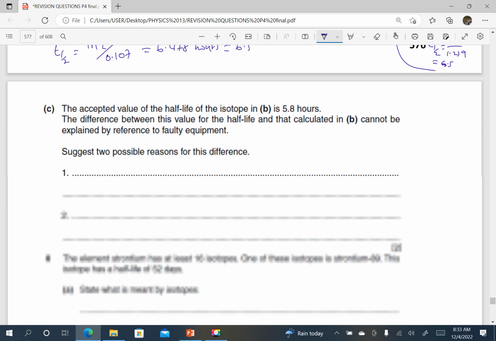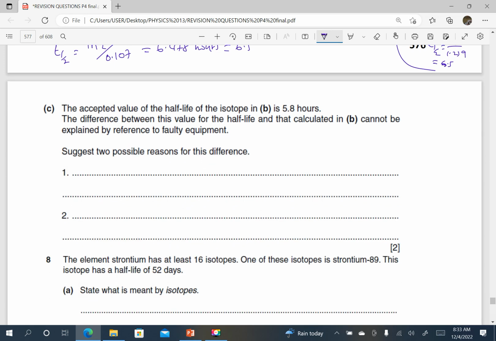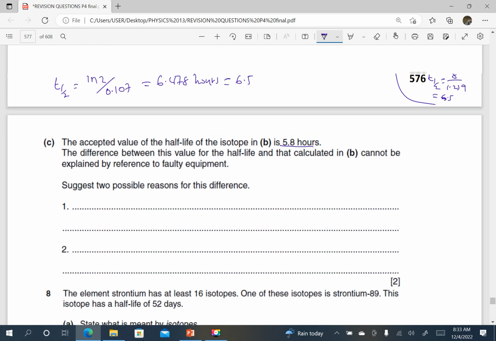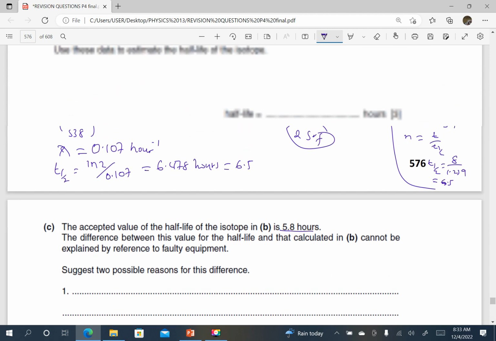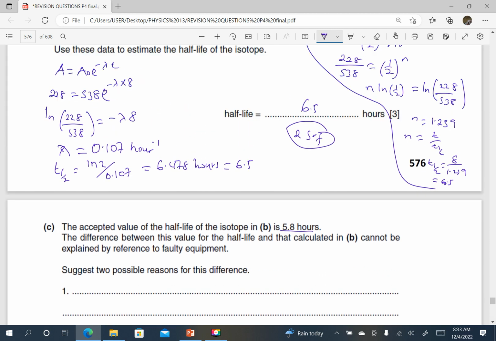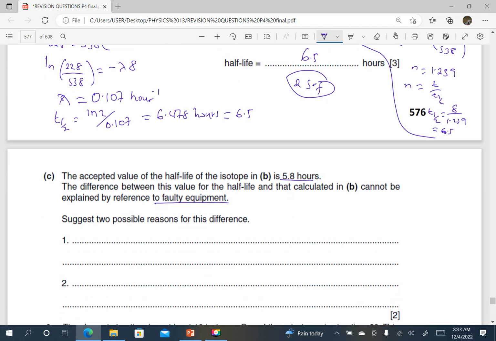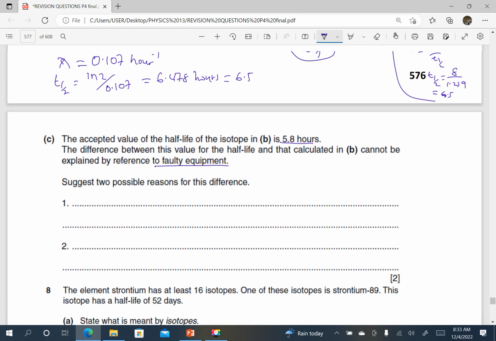The accepted value of the half-life of the isotope in B is 5.8 hours. That is the accepted value. But we have got 6.5. The difference between this value for the half-life and that calculated in B cannot be explained by reference to faulty equipment. So the equipment is not faulty. Suggest two possible reasons for this difference.